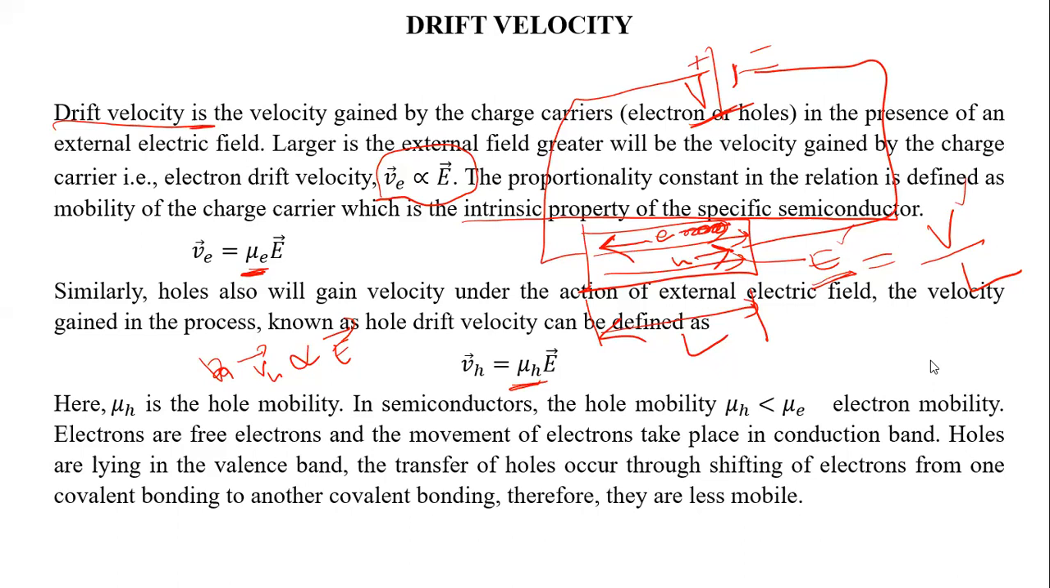Okay, so now we have introduced two terms. One is called drift velocity. Drift velocity is simply the velocity gained by the charge carriers, like electrons and holes, under the action of an external electric field. And now we also introduce mobility, which is a proportionality constant here, an intrinsic property of the semiconductor you choose. So depending on the material, the charge carriers will have different mobility.